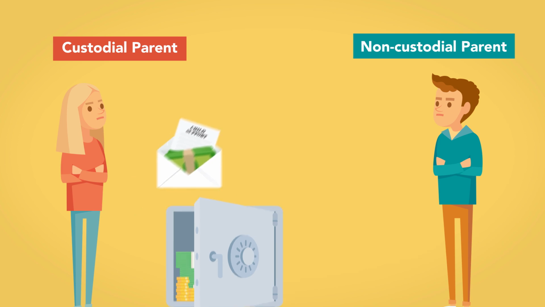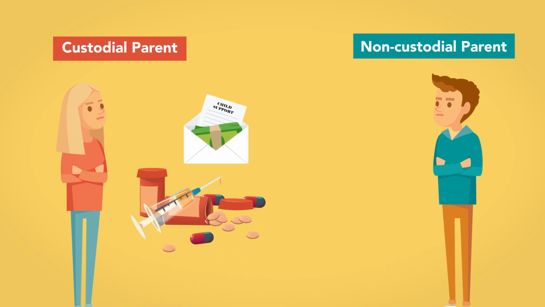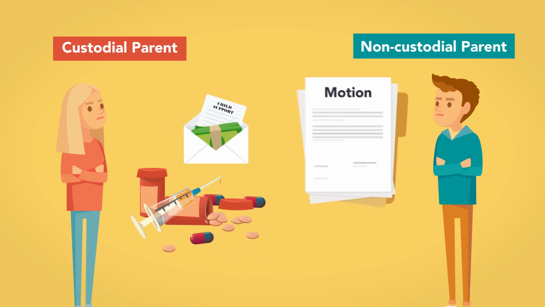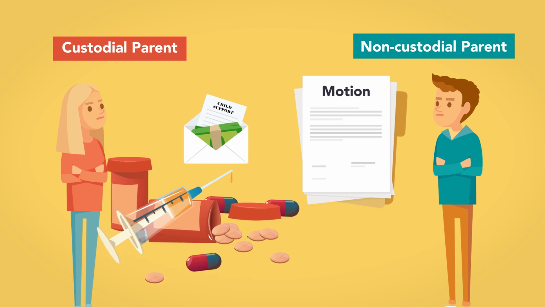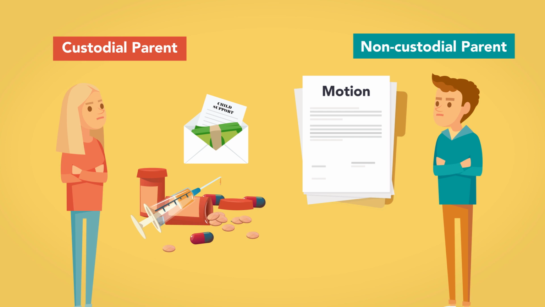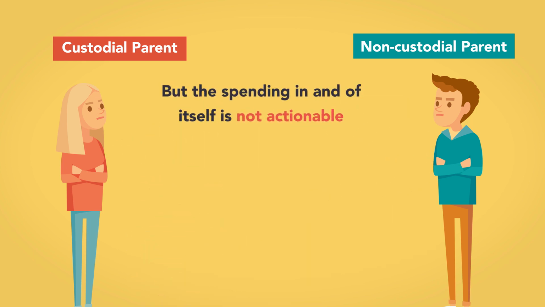If the money is being spent on illegal or addictive activities, the proper recourse is a motion to change custody or change child support amounts paid using that spending pattern as evidence. But the spending in and of itself is not actionable.